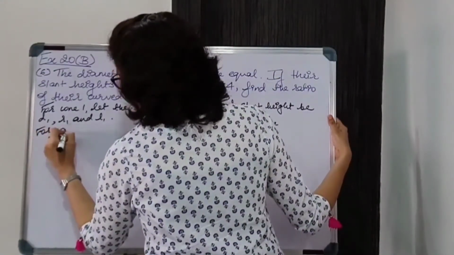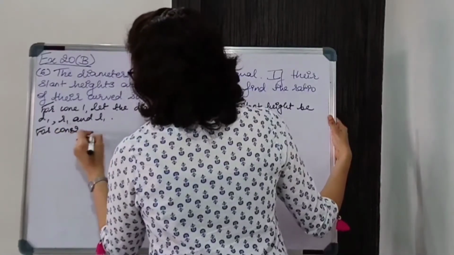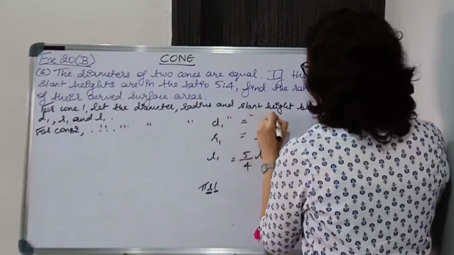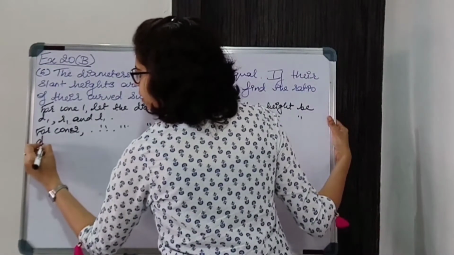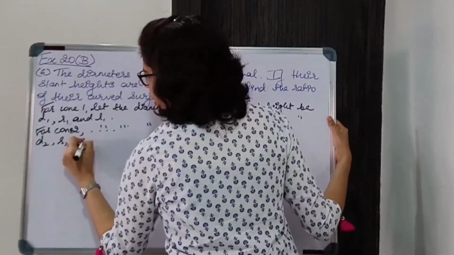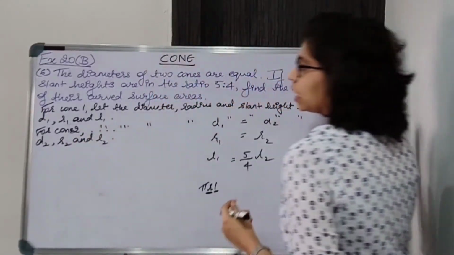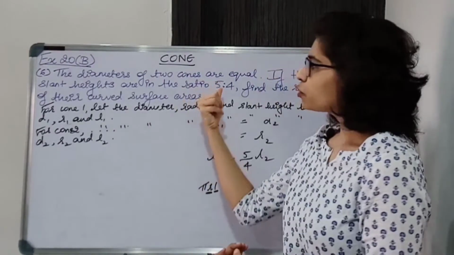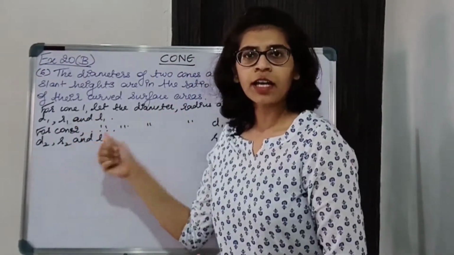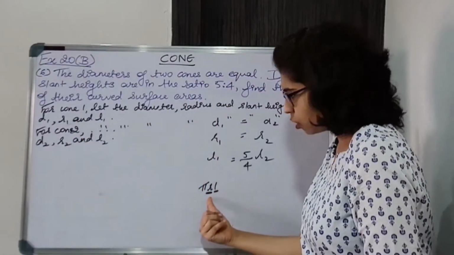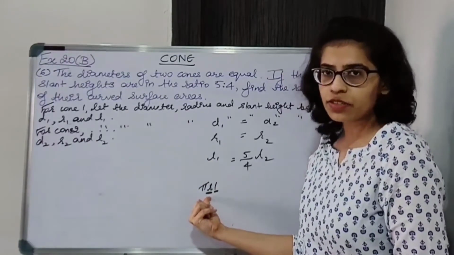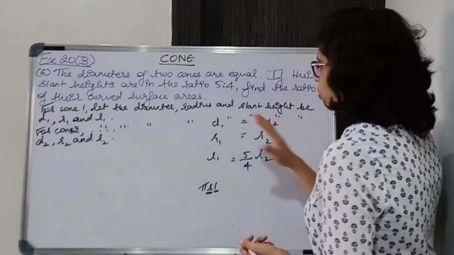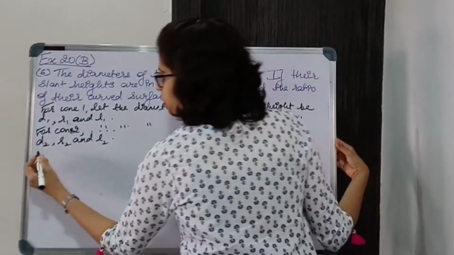And for cone 2, same thing. Okay, you will write down let the diameter, radius and slant height be d2, r2 and l2. Don't forget r and l. Okay, you are given the condition for diameter and slant height, but r is coming in the picture because you are considering curved surface area. So you also have to consider r. Okay, now we'll write down the condition.